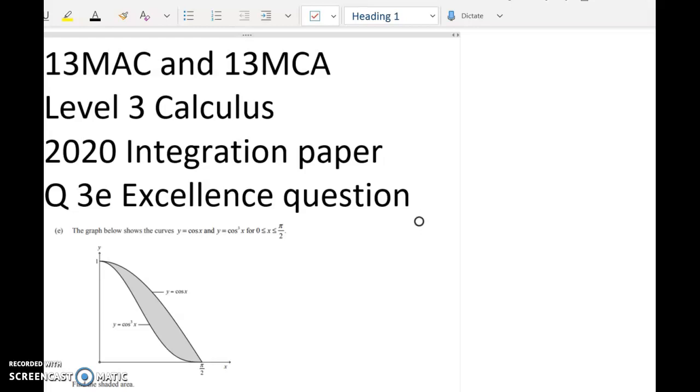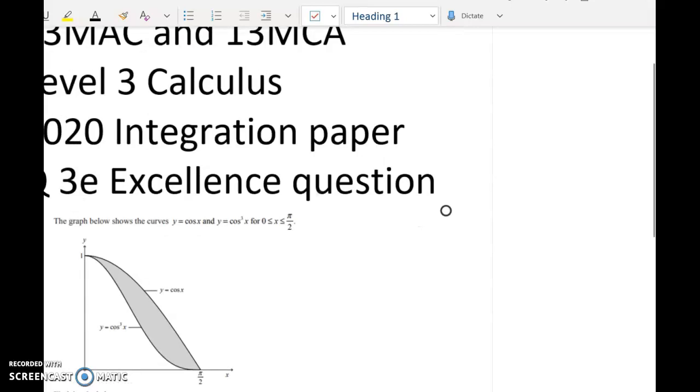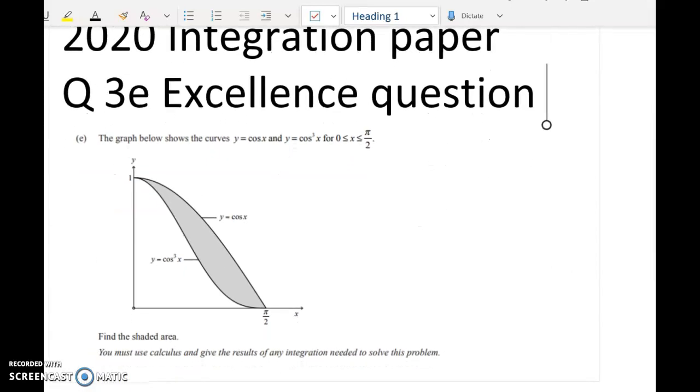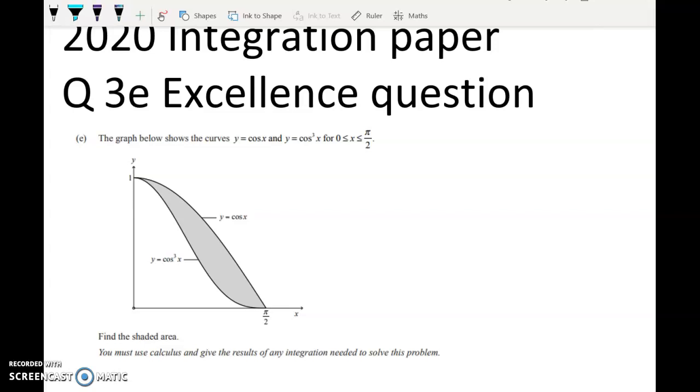So this one is a request from Barnaby for one of the excellence questions in the integration paper. And we've got a couple of curves here. So we've got y equals cosine of x and y equals cosine cubed of x. And we've got them for the x values between 0 and pi on 2. And we have to find the shaded area.